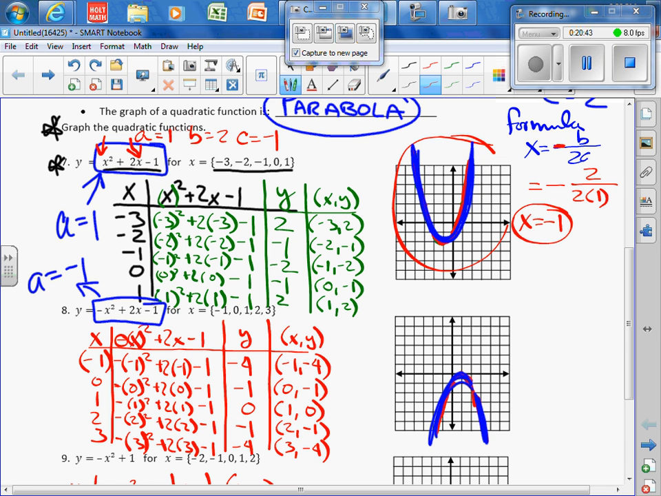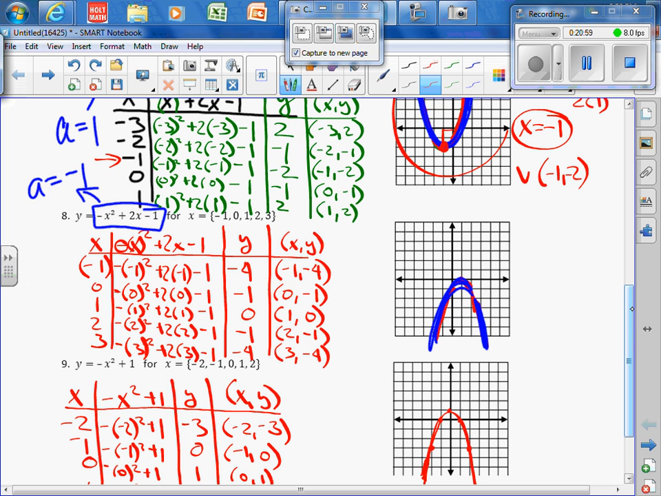And if we notice, we already did that when we made our table. So -1, -2. Look at this, -1, -2. That's our vertex. That's at the very bottom of this parabola. That's our minimum.